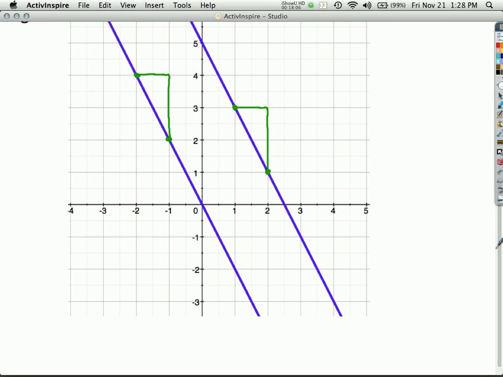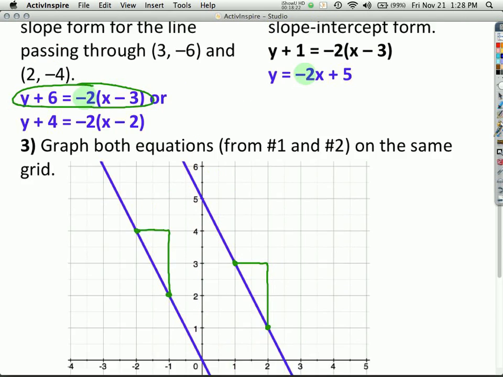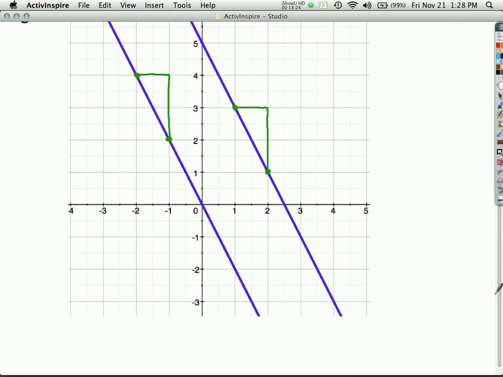Now, unfortunately, to make this graph fit on the page, I had to cut off parts of it. So my starting point is actually way down here. That's my starting point, 3, -6. And then we use the slope of -2 to go down 2 over 1, or you can go up 2 to the left 1. Either way, it doesn't matter.